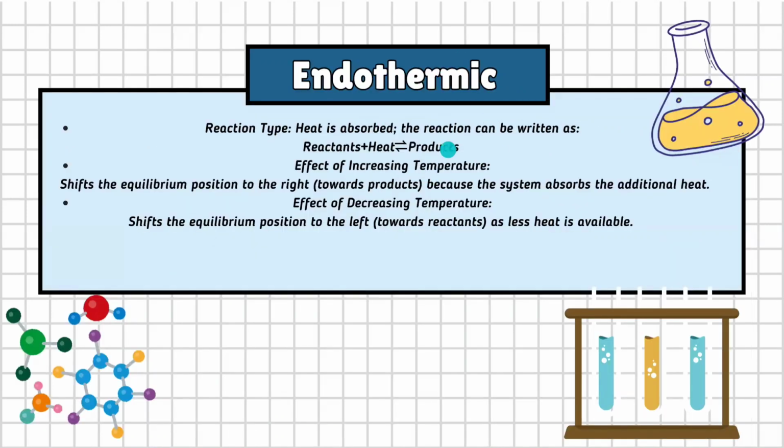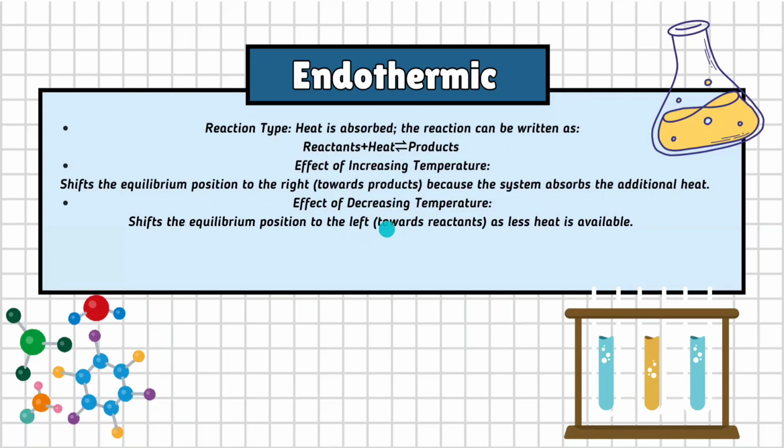Now let's understand the effect of heat on endothermic reactions. As you know, heat is absorbed in endothermic reactions. So therefore, we can write the heat on the reactant side. And if you increase the temperature, it means you are adding something on the reactant side. And when you add something on the reactant side, it will move toward the forward direction. So it will shift the equilibrium position towards the right because the system absorbs the additional heat.